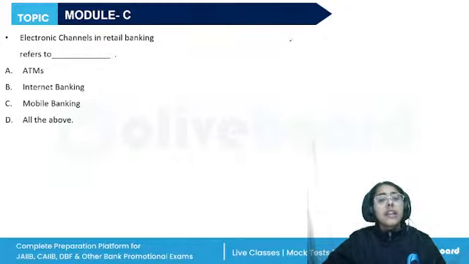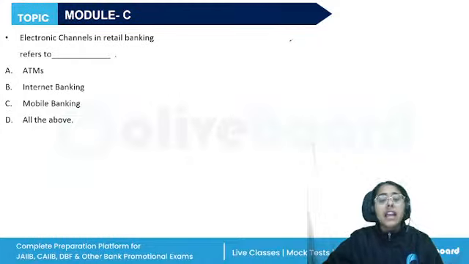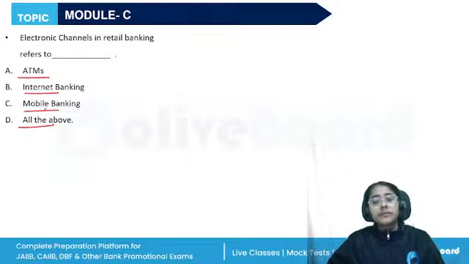Next question, electronic channels in retail banking. So there are multiple delivery channels in retail banking. We have the physical channels and then we have the remote channels. Remote channels also include the electronic. So which of the following is the electronic channel? Whether we are talking about ATMs, internet banking, mobile banking, or all of the above. Which of the following is correct?